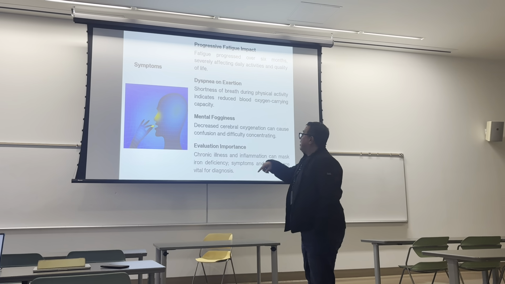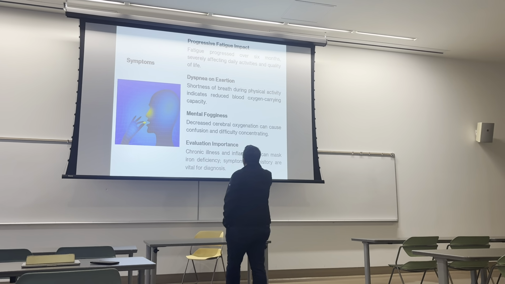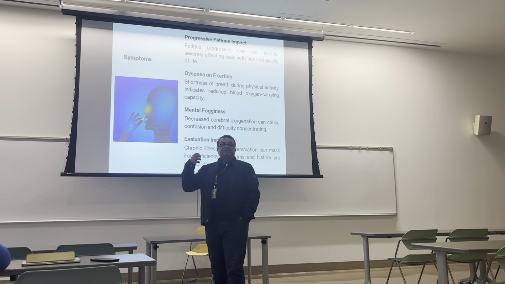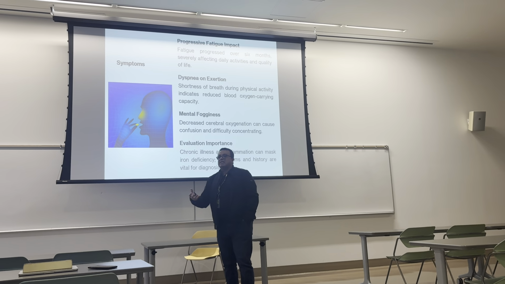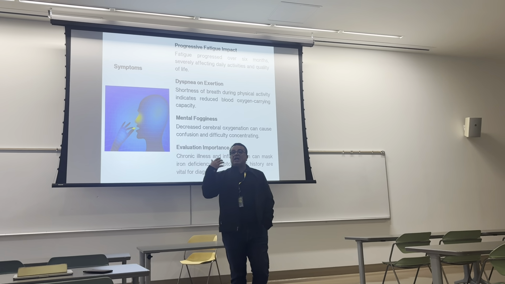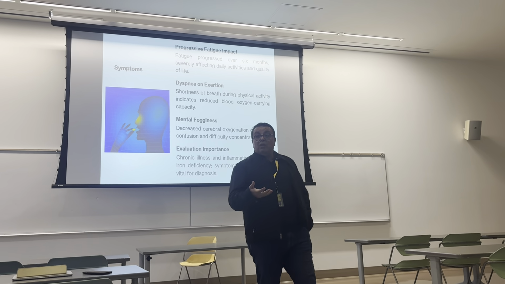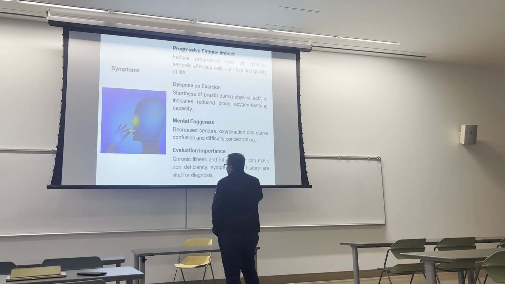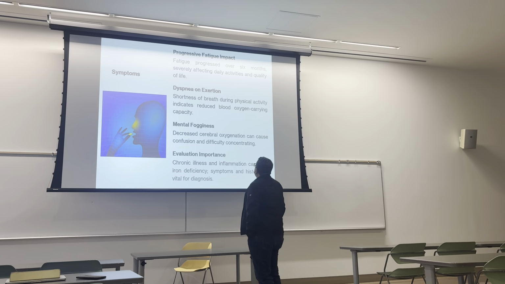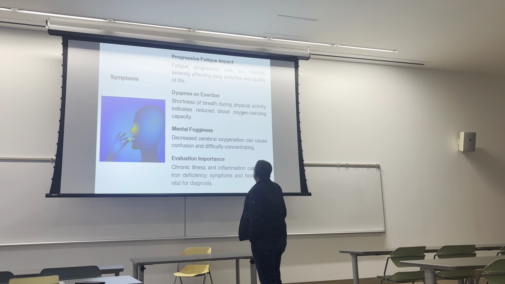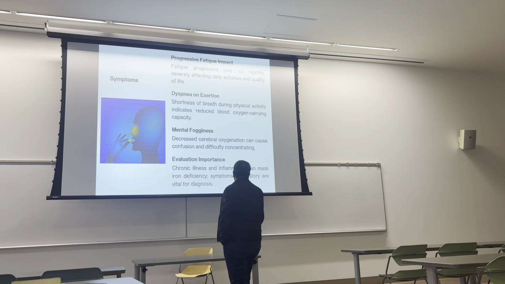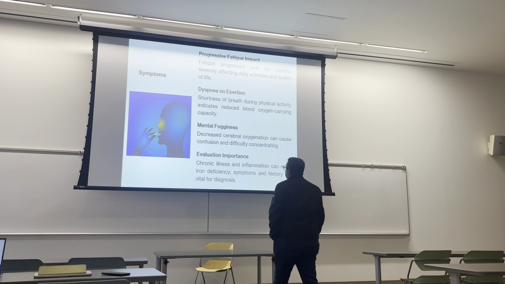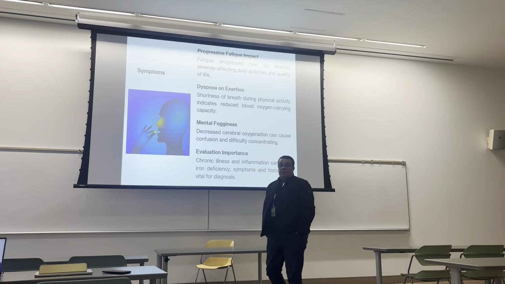Another thing that can cause the fogginess is that some of the cognition-related cells depend on enzymes. These enzymes are metalloenzymes and they need iron for their activity, so they are also affected. Evaluation importance: chronic illness and inflammation can mask the iron deficiency. Symptoms and history are vital for the diagnosis.